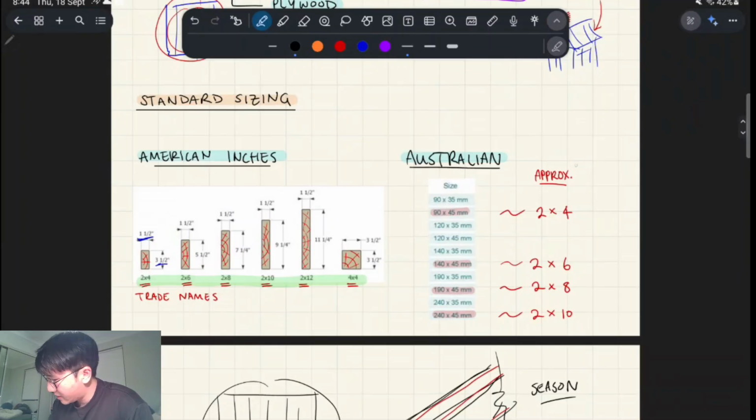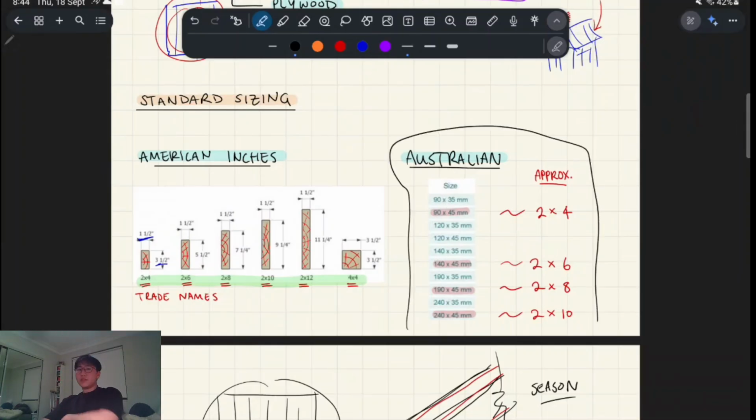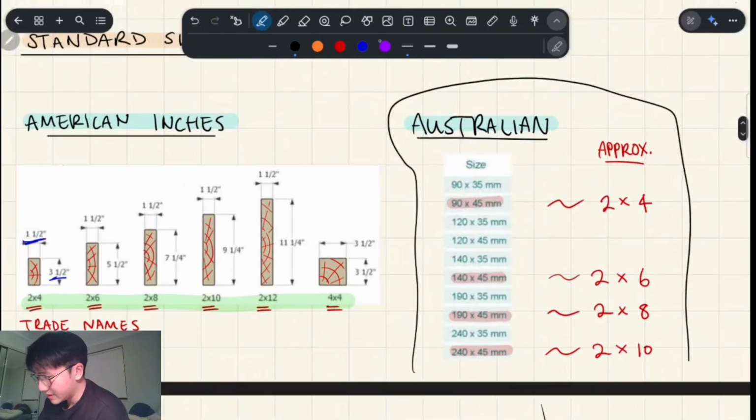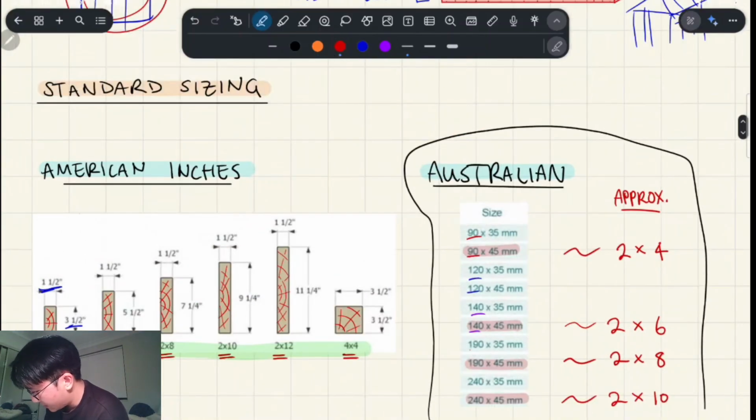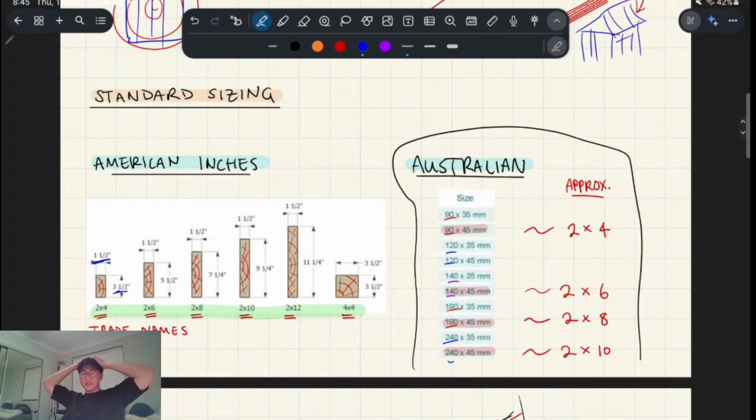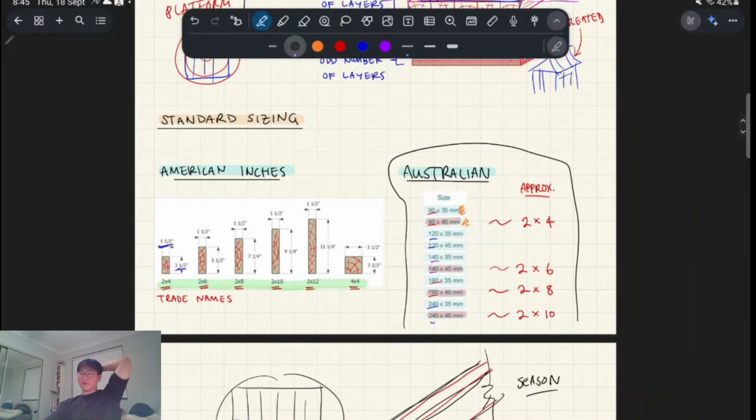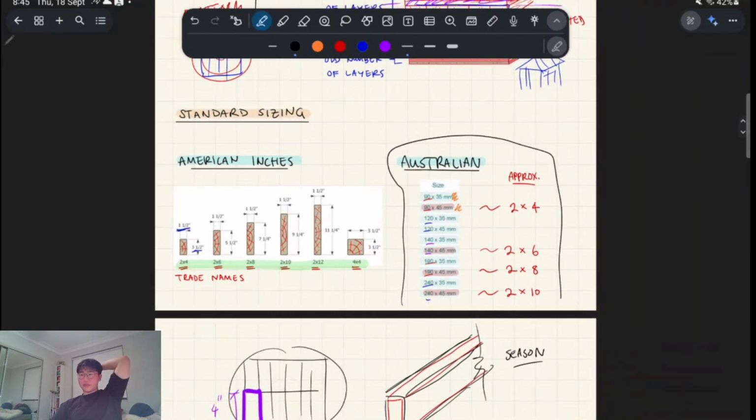So those were American units. In Australia, we have various depths, right? We have 90, we have 120. These are the standard depths. 140, 190, and 240, right? The list goes on, but I've just included the common ones. And between these, you can see that we have two standard widths as well. You have the thinner one, which is 35, and you have the thicker one, which is 45. And those will have different use cases as well. So that's how that works.